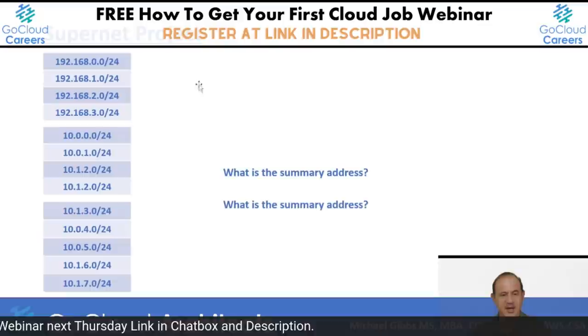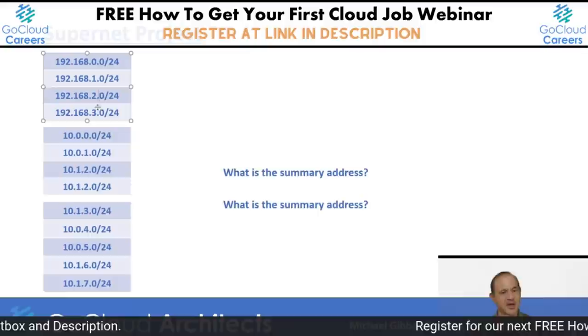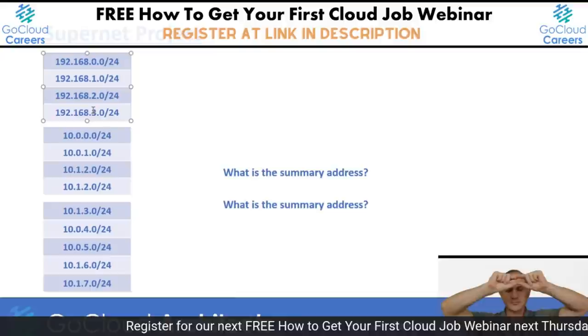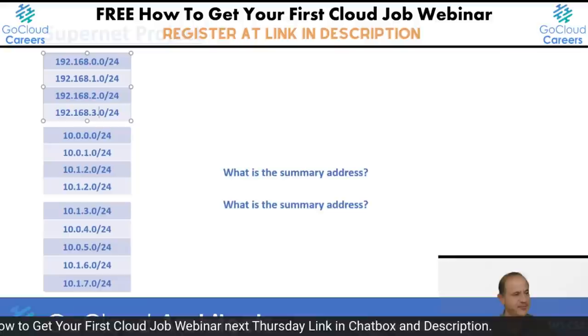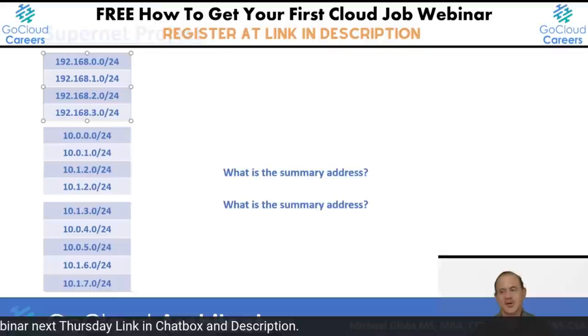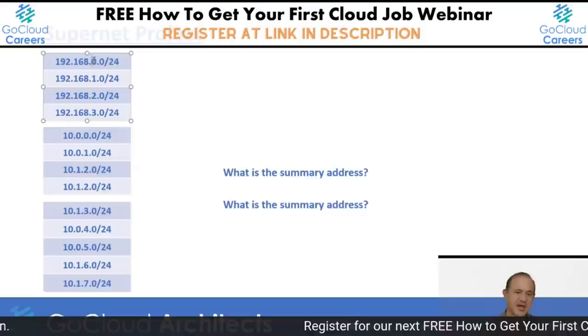So if we take this subnet and this subnet, note they're all contiguous. 0, 1, 2, 3. Let's go back to that math that we had before. The 128, the 64, the 32, the 16, the 8, the 4, the 2, the 1. Does everybody see how this plus this plus this plus this are really no different than this?